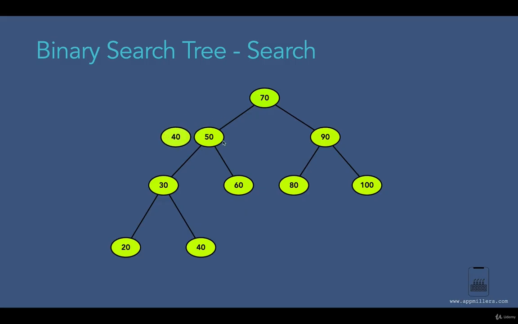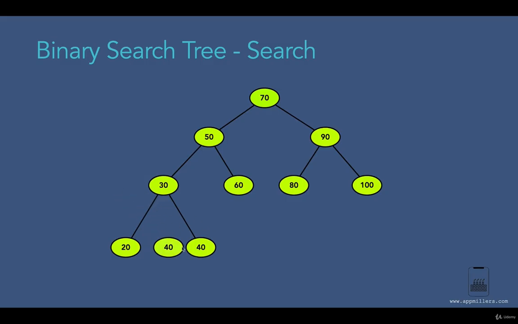Then we check it with the left child. In the left child we have 50 and we are looking for 40, so 40 is less than 50. This means that we are going to continue to the left child of this subtree. In that left child we have 30. Comparing 30 with 40, we see that 40 is greater than 30. So in this case, we have to continue to the right child.